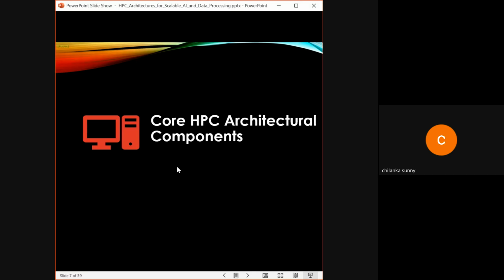Now that we have set the context, let's discuss some core HPC concepts. First, we will see the HPC architectural components.